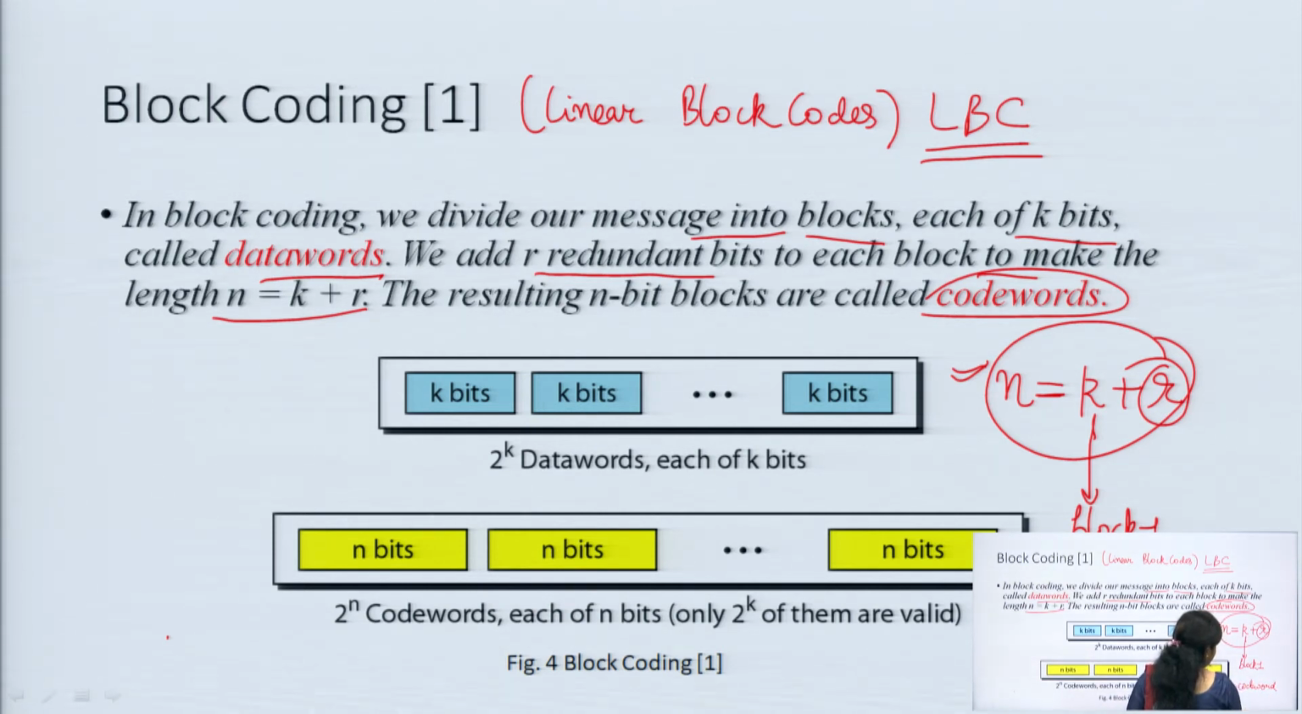This k is known as the data word, and this r is known as the redundant bits.